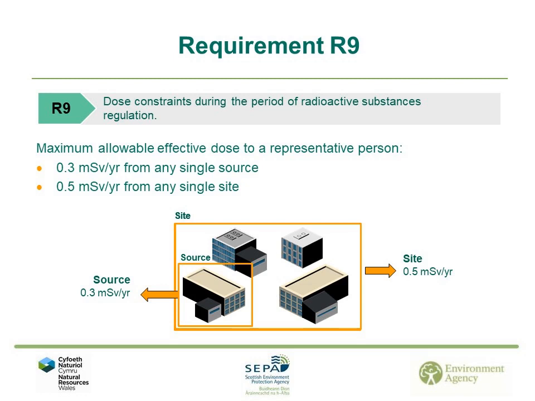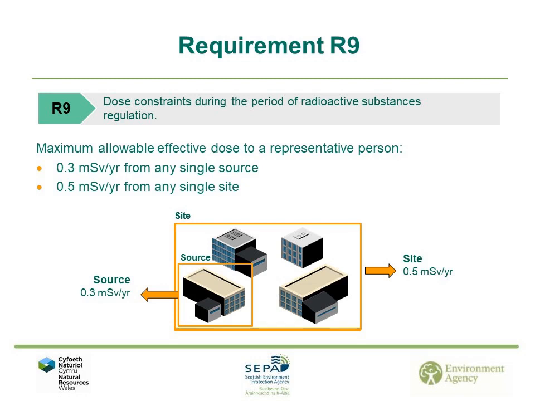The dose constraints place upper bounds on optimization by specifying that the maximum allowable dose to individual members of the public is 0.3 millisieverts per year from any single source and 0.5 millisieverts per year from any single site. Here, source means a facility or group of facilities, either operating or decommissioning, which can be optimized as a whole in terms of radioactive waste disposals.